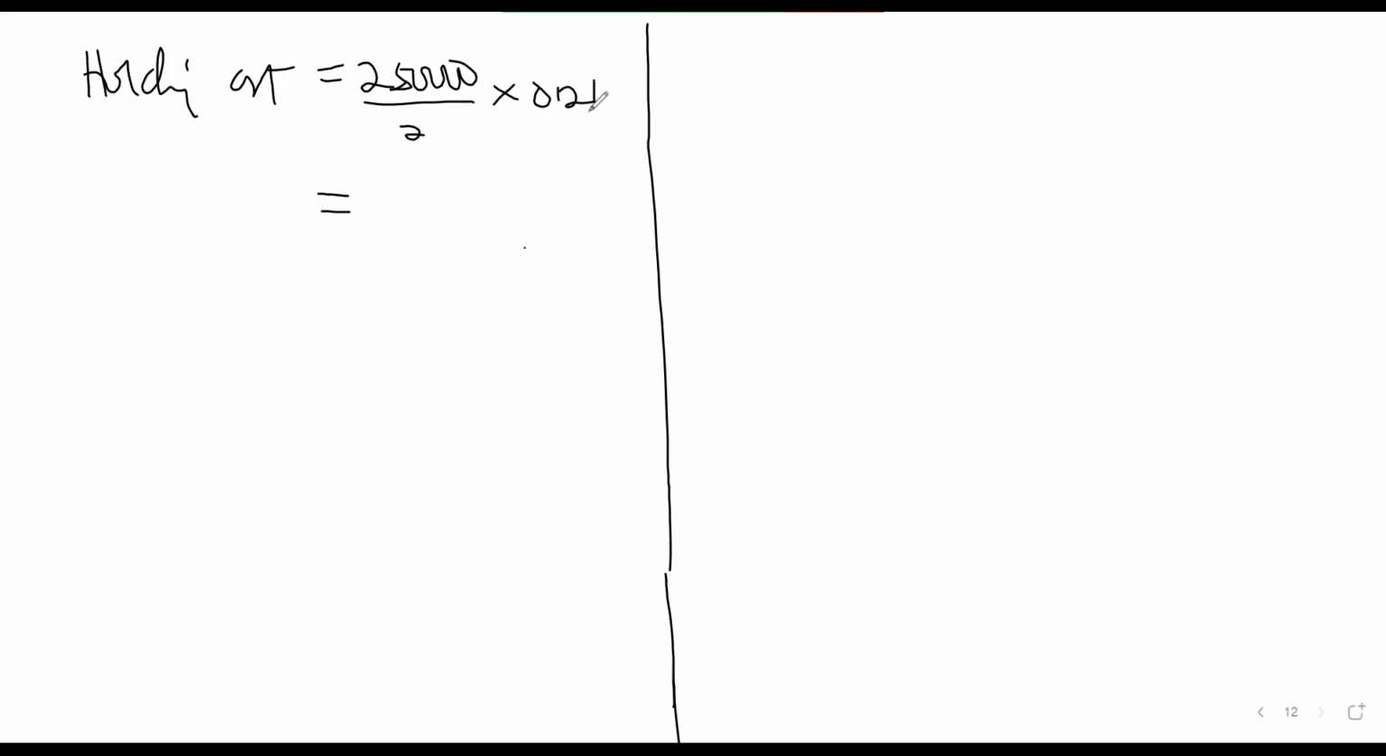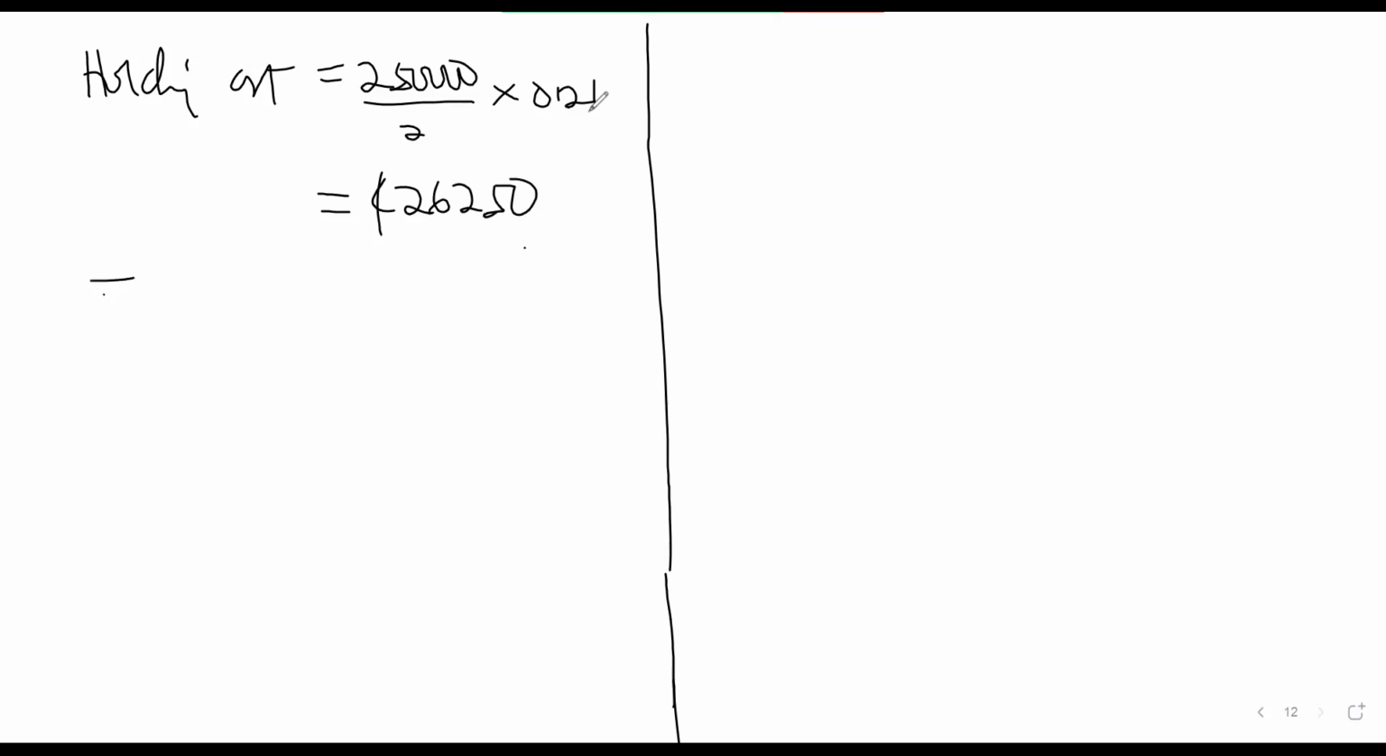So as I said, if the order size is increasing, the ordering cost will be reducing, but your holding cost will be increasing. Look at this one too. You see that the holding cost will be increasing here, but the ordering cost will be reducing. So 250,000 divided by 2 times 0.21. I'm getting 26,250.